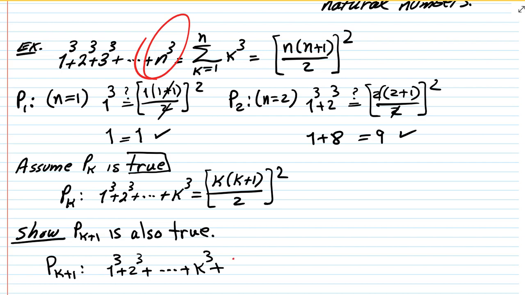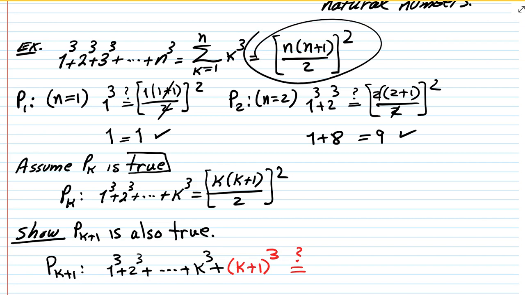That's going to be k plus 1 cubed. That's the k plus first term. We want to show that this is true. So does that equal the right side? On the right side, we're going to change n to k plus 1. Next to that, n plus 1 becomes k plus 2, because you add 1 to k plus 1, divided by 2 quantity squared, and there you go.